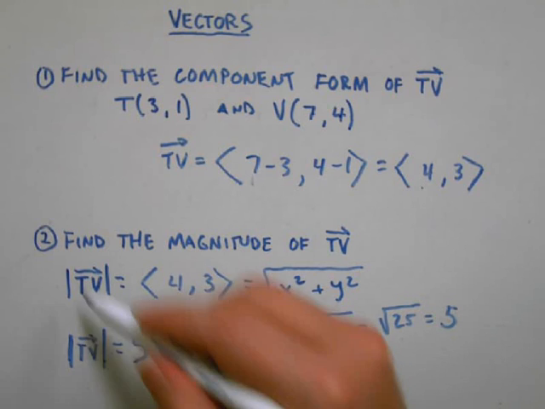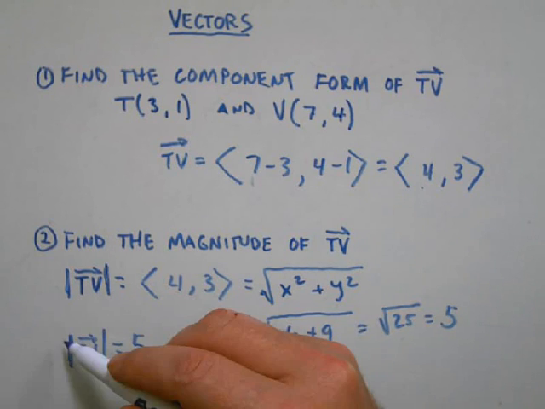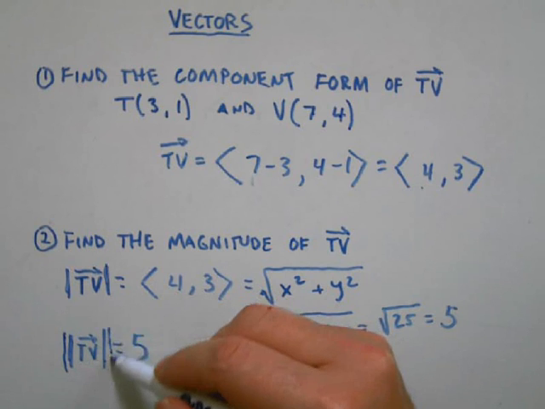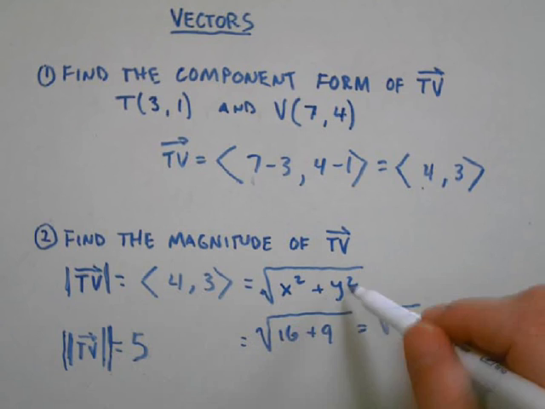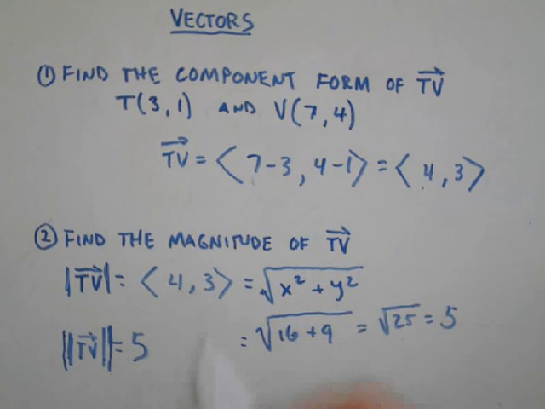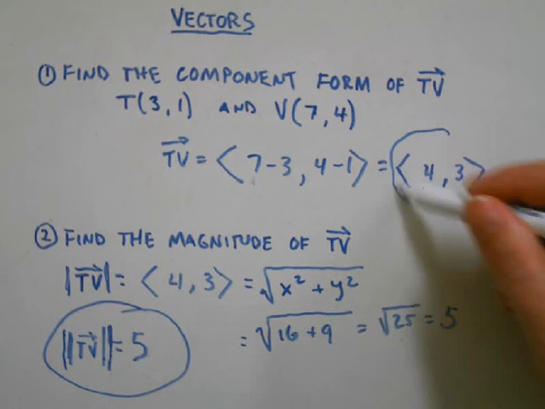And they use bars for the length of the magnitude. It's not absolute value, even though they're always positive. Sometimes they double bar it so you don't confuse it with absolute value. So finding the magnitude of a vector is different from just making it positive or something like that. So don't confuse that either. But there's your final answer for the magnitude, and here's your final answer for component form.